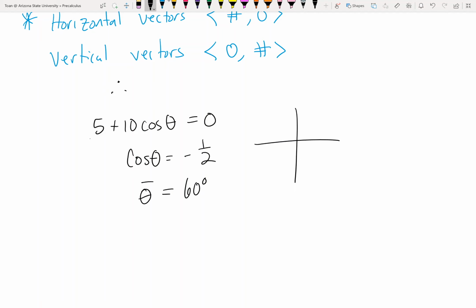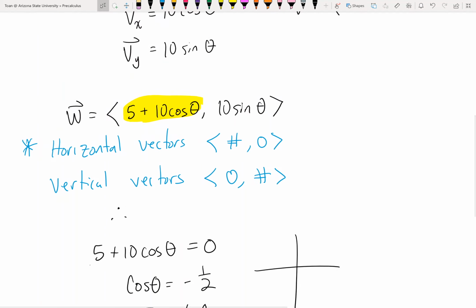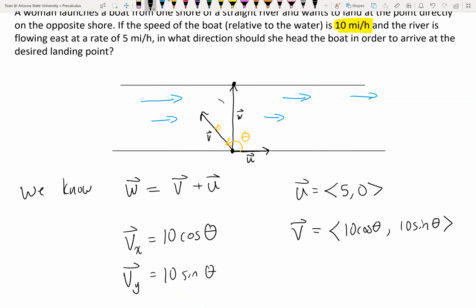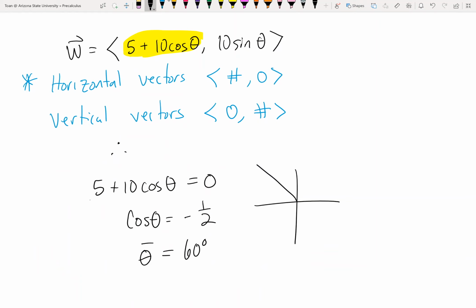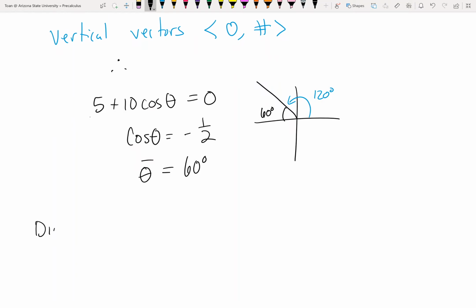Now I've got to place them in the right quadrants. And how do I know what quadrant we're in? We'll just look at the picture. Clearly, if the river's flowing to the east, we want to go up and to the left. So I know that my direction, my angle, has to be in the second quadrant. So if my reference angle is in the second quadrant, what is your actual direction? Your actual angle is 120 degrees. So there we go. The direction she needs to row is 120 degrees from the horizontal.